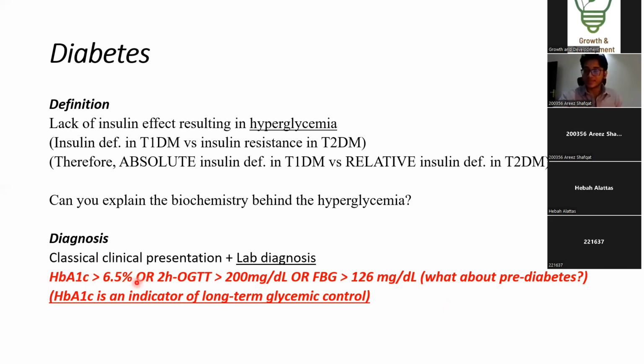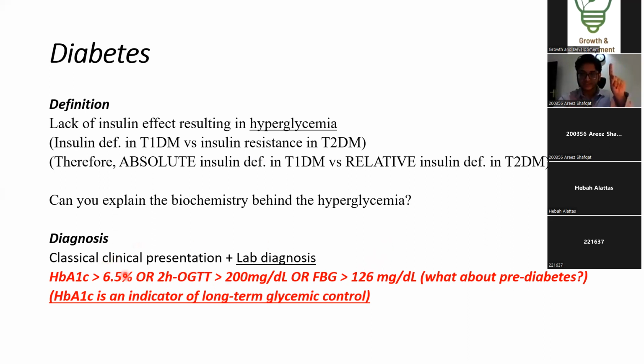HbA1c is glycated hemoglobin, which is bound to glucose. If it's greater than 6.5, it is diabetes. If you give the guy glucose and you measure his blood glucose 2 hours later and it's above 200, that's diabetes. Or if you have the guy fast overnight and then take his blood glucose and it comes up as greater than 126, this is also diabetes. Remember these three criteria, okay?